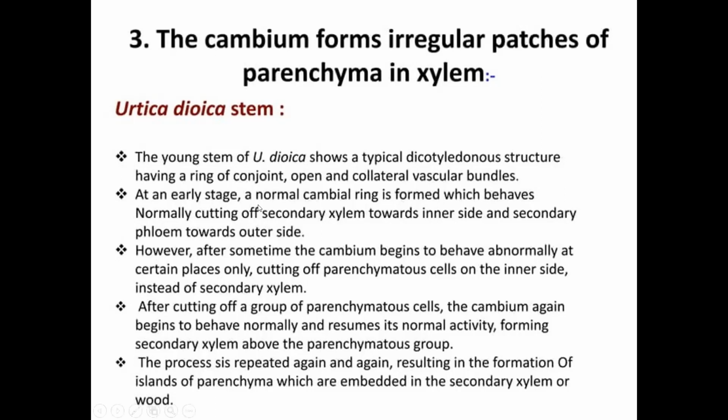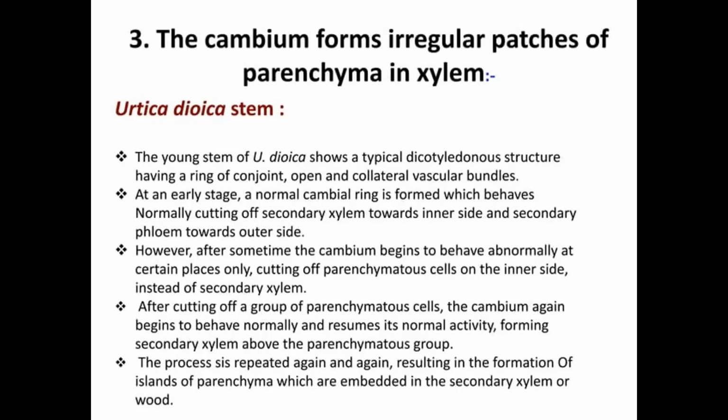So at an early stage, a normal cambium ring is formed, which behaves normally, that is cutting off the secondary xylem towards the inner side and secondary phloem towards the outer side. However, after some time, the cambium begins to behave abnormally. At certain places it cuts off only parenchymatous cells. Generally the vascular bundles produce secondary xylem and phloem, but here it produces parenchymatous cells on the inner side instead of secondary xylem.